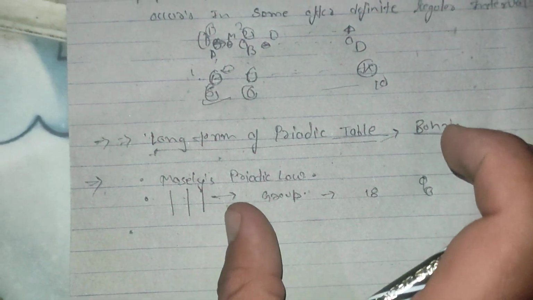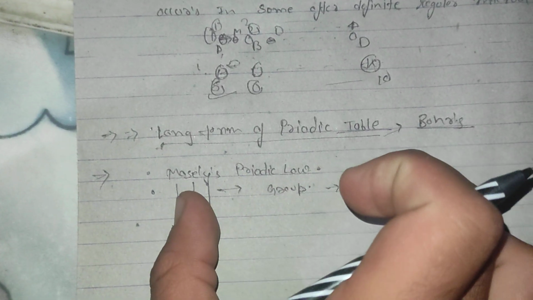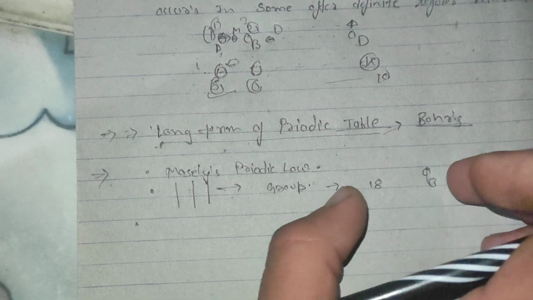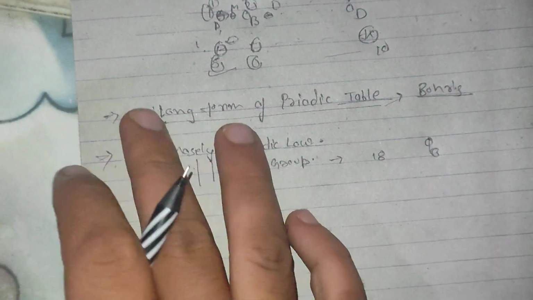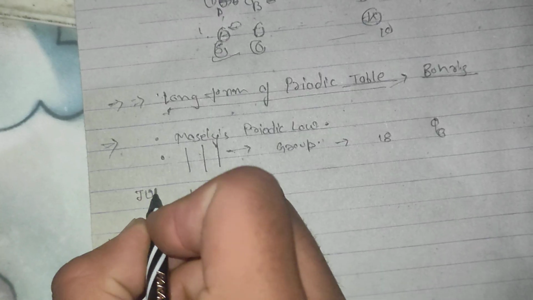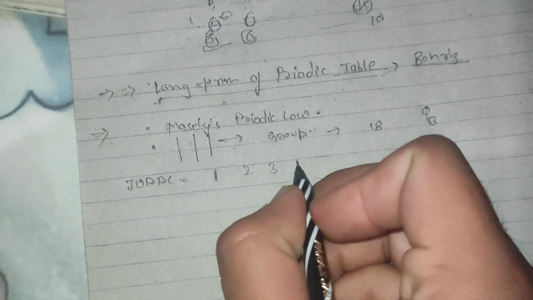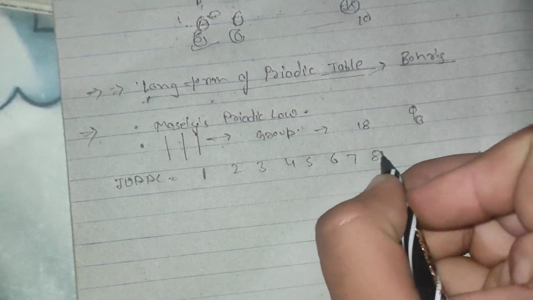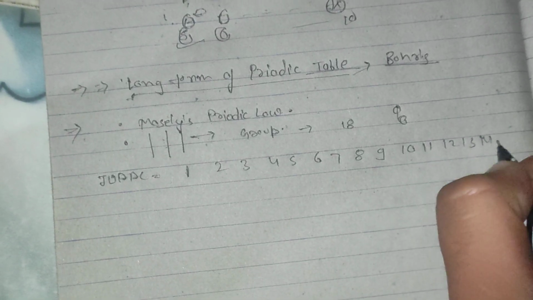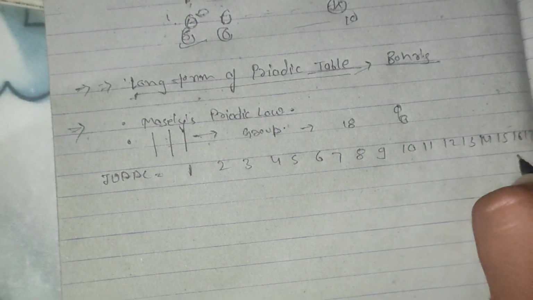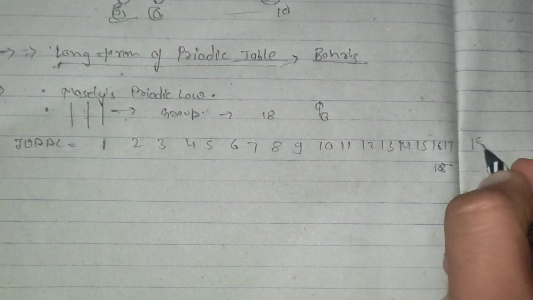So the vertical lines are called groups, and the number of columns, that is the number of groups, is 18. According to IUPAC, the groups are named 1, 2, 3, 4, 5, 6, 7, 8, 9, 10, 11, 12, 13, 14, 15, 16, 17, and last 18.